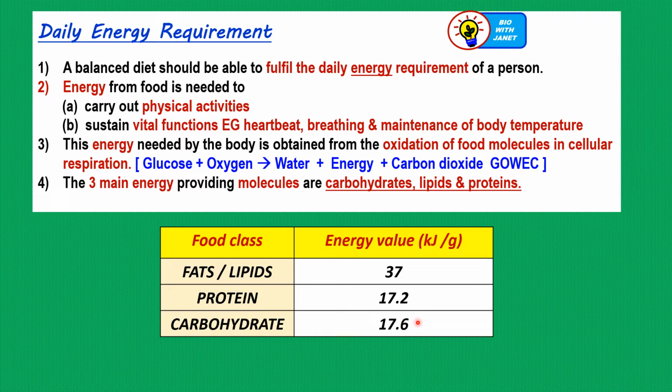But basically in the body, first, the body will choose to use carbohydrates. It'll break down carbohydrates to produce energy. So if there's a lack of carbohydrates, then lipids will be used. And finally, if there's a lack of lipids too, proteins will be used to provide the energy for daily activities and to sustain the vital functions. So this can occur if a person is starving or goes on a diet.